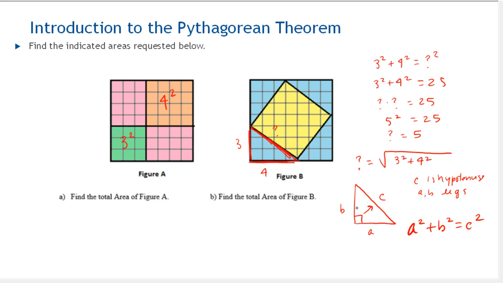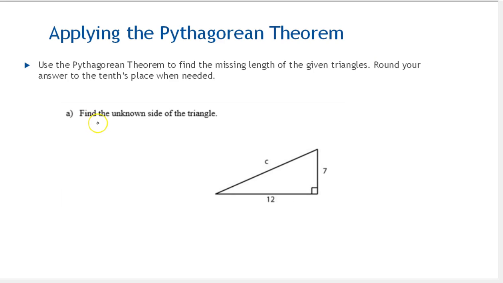So let's look at the first problem. We're asked to find the unknown side of the triangle. Notice we're given that it's a right triangle because we have this symbol here. And the side that's missing is the hypotenuse, the side opposite the right angle. So we are going to use this formula that says the hypotenuse is equal to the sum of the squares of the two legs, and then you take the square root. It doesn't matter which you call A or B.